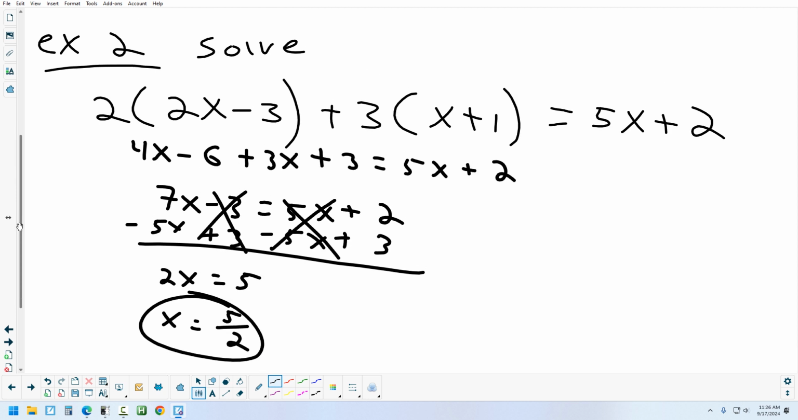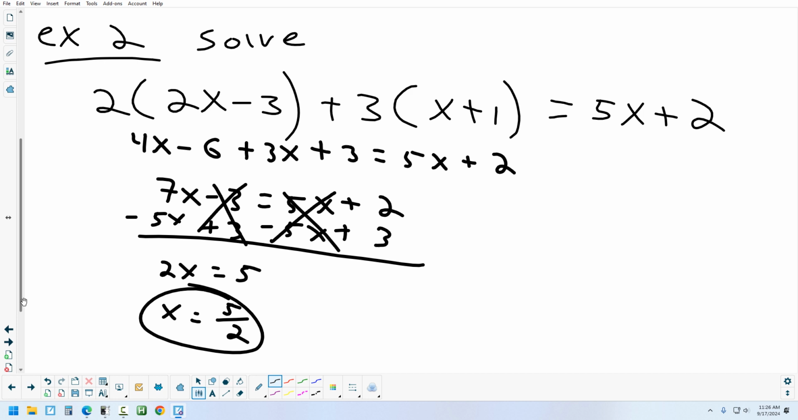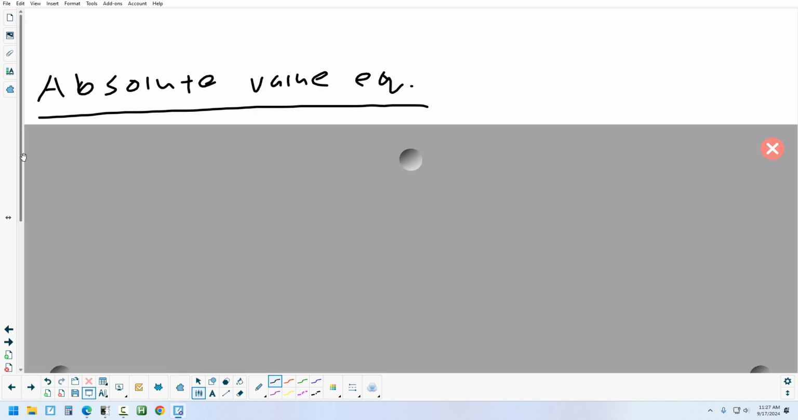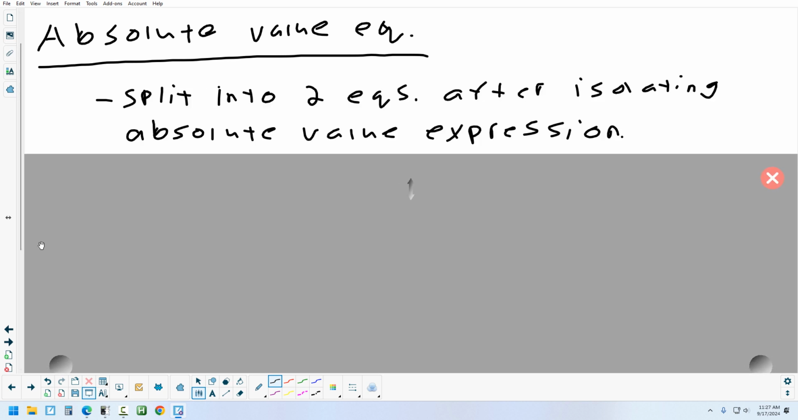Okay, so that's solving a linear equation. At this point in pre-cal, you should be really comfortable solving equations like that. Questions on that? So an application of solving linear equations is an absolute value problem. What's going to happen in an absolute value problem is it's going to split into 2 linear equations.